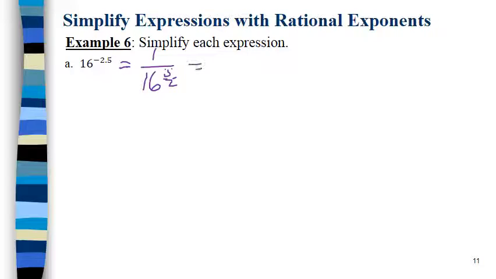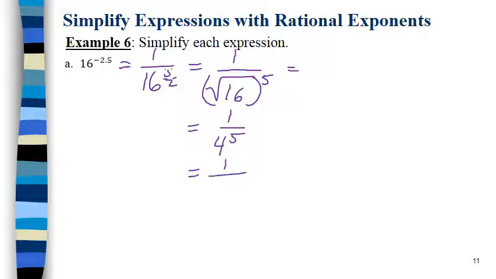Okay, so now 1 over 16 to the 5 halves would be 1 over the square root of 16, quantity raised to the 5th power, and 1 over the square root of 16 is 1 over 4 to the 5th, and 4 to the 5th is 1 over 1024.